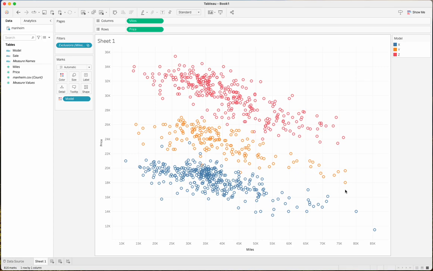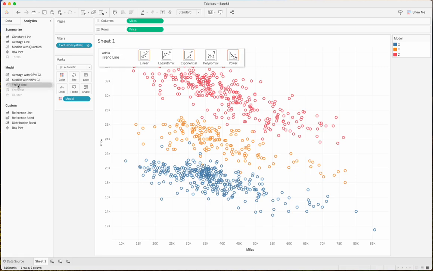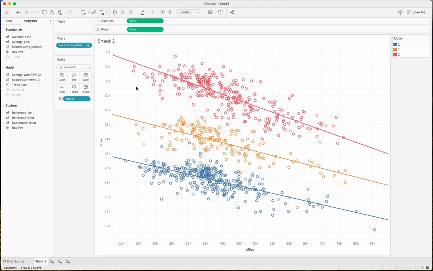One of the ways that we can do that is to use a trend line to describe the relationship between price and miles. If you click on the Analytics tab right here, you see a trend line. We can drag this trend line onto this visualization. We have a variety of different types of trend lines we can add. For us, this is a straightforward linear trend line, so drop down to linear. And so we see three different trend lines.